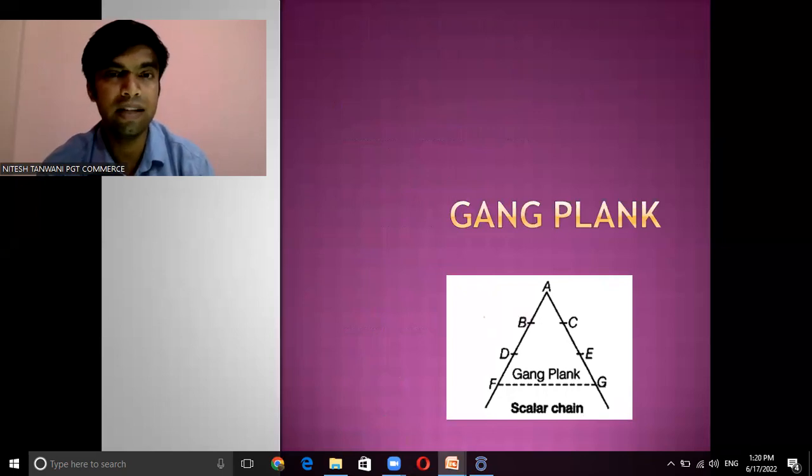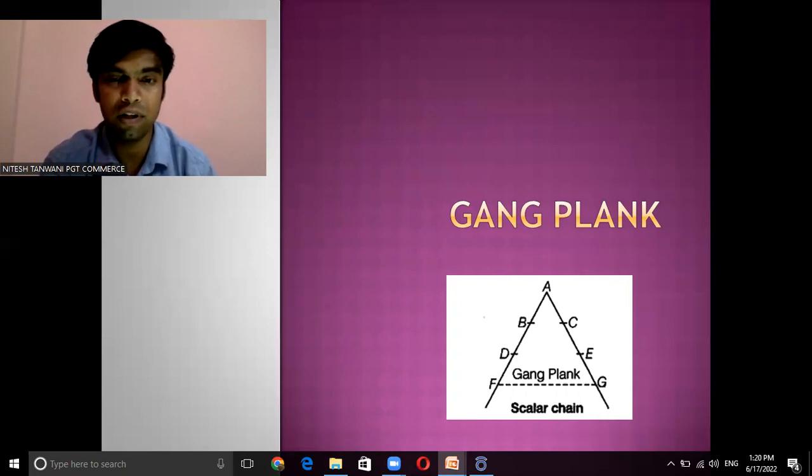Now the next topic is the gangplank, which is given under the principle of scalar chain. What is a gangplank? As I told you, in the principle of scalar chain there is a hierarchy. You can see in this picture that A, B, D, F are on one side, and A, C, E, G are on the other side. A is the head of both the departments, but B, D, F are in one department and C, E, G are in another. B, D, F are in the production department, and C, E, G are in the sales department. So B and C are at the same level of management.